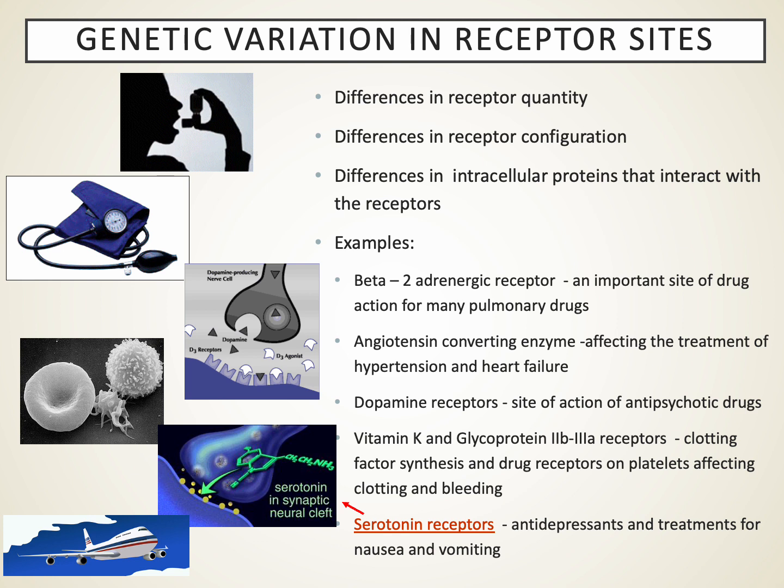The factors that affect clotting synthesis and platelet function, as well as the response to Coumadin or warfarin, are highly genetically influenced. And so we see wide variation in genetic response to drugs like Coumadin or warfarin. Serotonin receptors that are involved in antidepressants or treatments of nausea and vomiting also vary based on genetics.